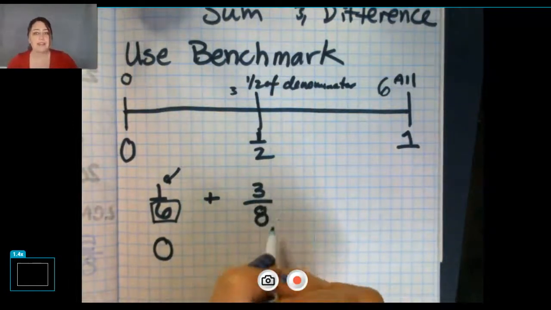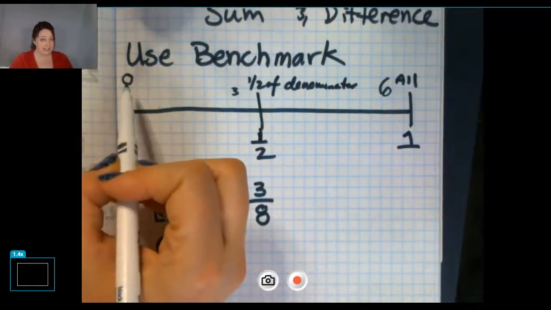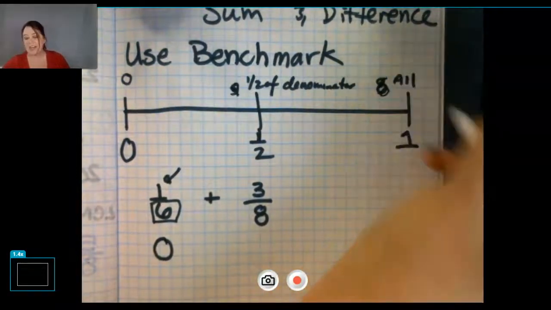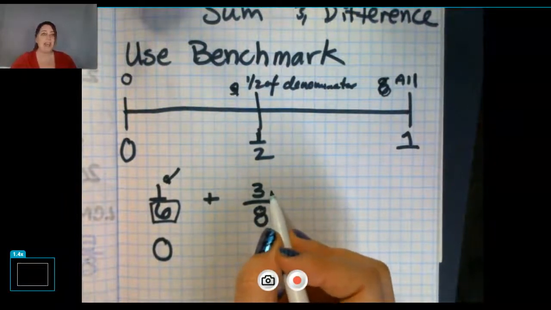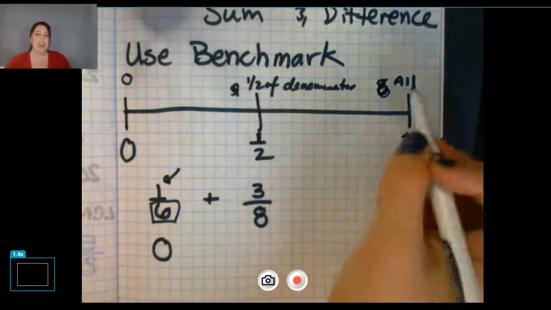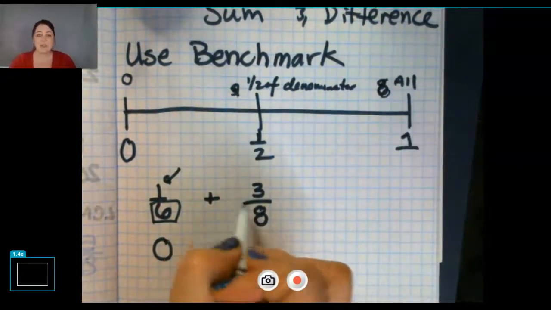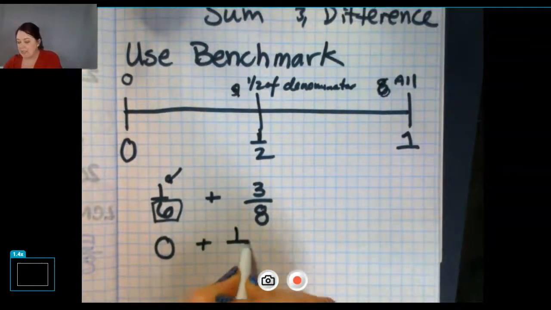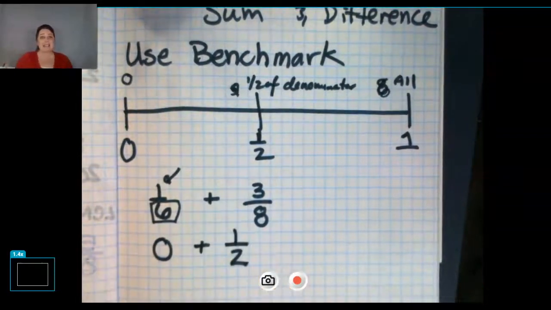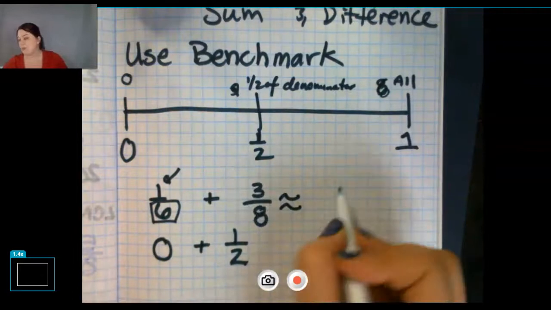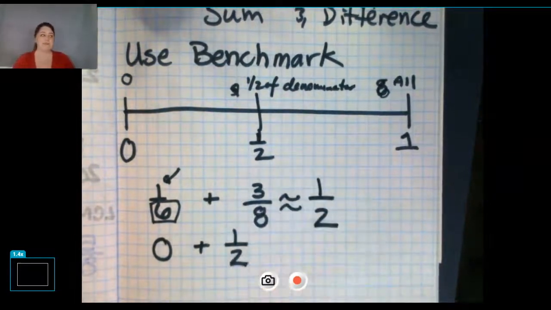Now, what about 3/8? Well, none of 8 is 0, half of 8 is 4, and all of 8 is 8. So where is the 3? Is the 3 closer to 0, to 4, or to 8? And hopefully you see that that 3 is closer to 4. So that 3/8 becomes a half. So when I'm estimating 1/6 plus 3/8, my answer for estimation is 0 plus a half, or a half.